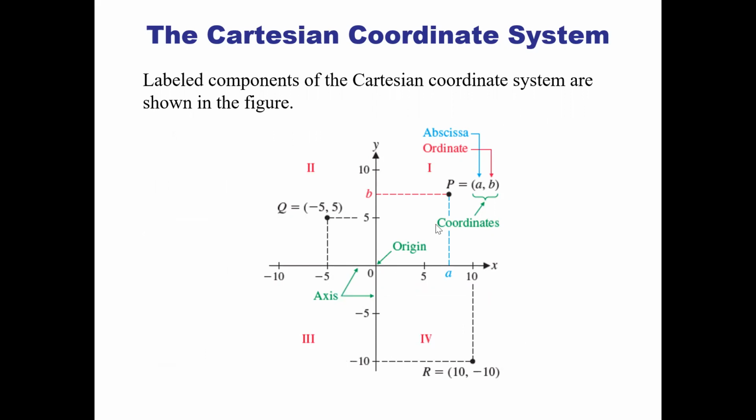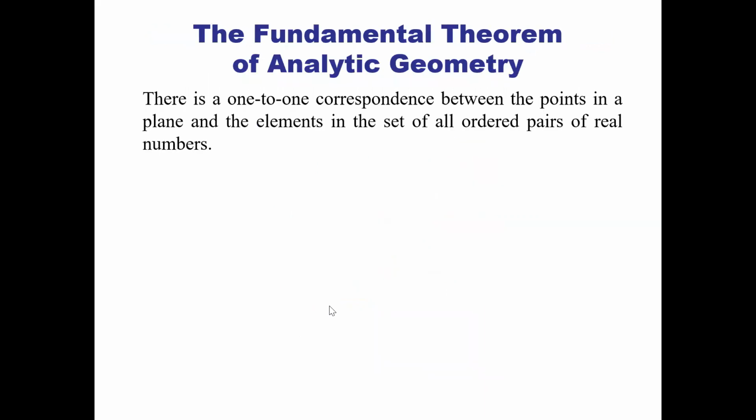Any of these points in here is going to be x comma y. So if x is a and y is b, that's going to be this point here. A is probably about 7.5, and b is also about 7.5. Now, if we had negative 5, 5, we're going to first go left 5 in x, and then we're going to go up 5. And if we had the point 10, negative 10, we're going to first go 10 to the right and then 10 down, and that will give us our 10, negative 10 point. That's kind of how these work for the Cartesian coordinate system.